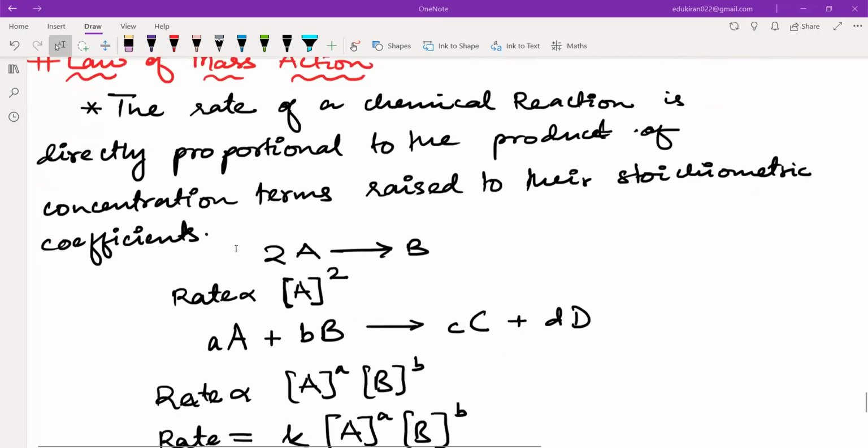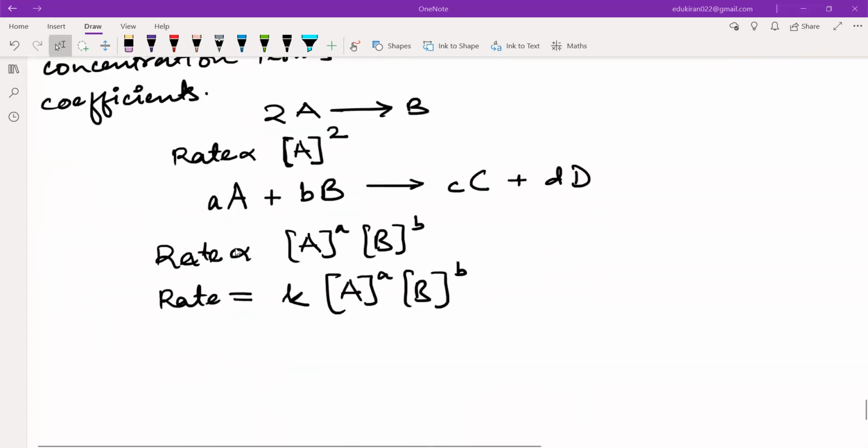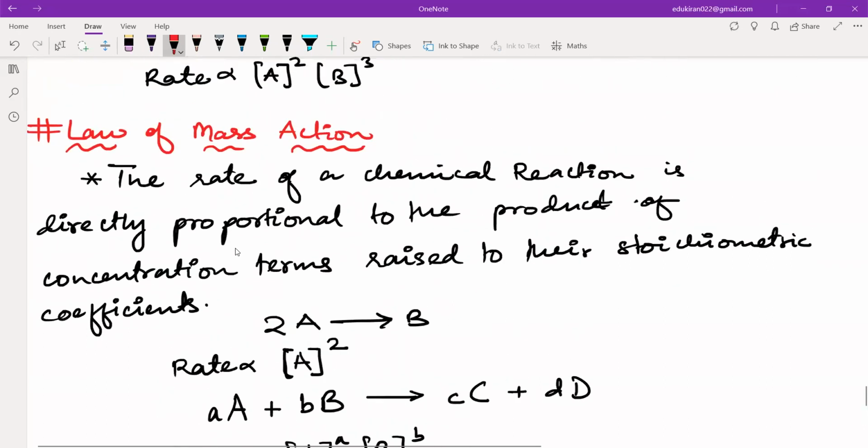Okay, so this is the law of mass action. The same thing we have stated here. We have written a generalized reaction aA plus bB giving cC plus dD. Rate is directly proportional to the concentration of A to the power a, B to the power b. And if I am going to remove this proportionality sign, I will have to put a constant, that is K. And this is the statement of the law of mass action.